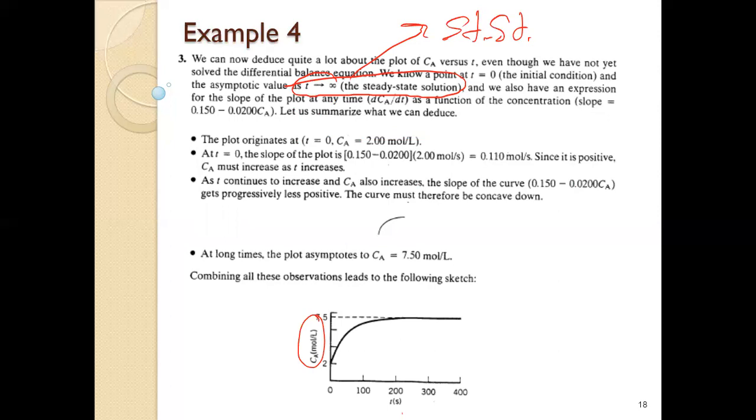Okay. Now you know at time 0, CA equals 2. And also when time is infinity, the concentration approaches 7.5. This is at the initial state. You can approximate like this and approximate like this.